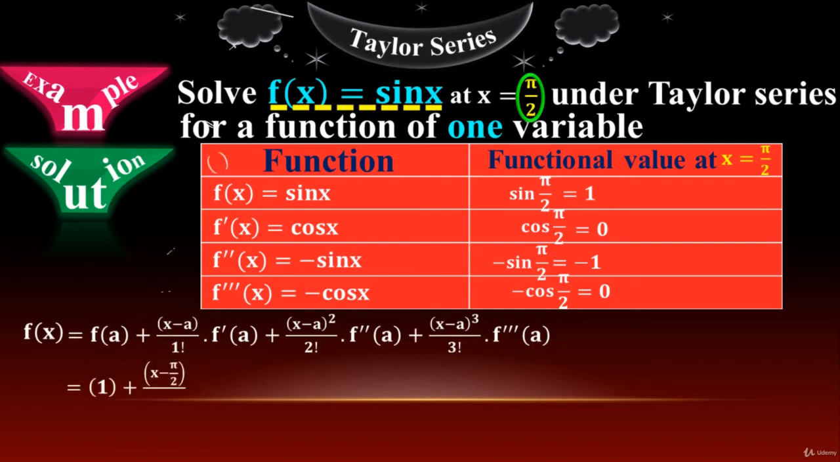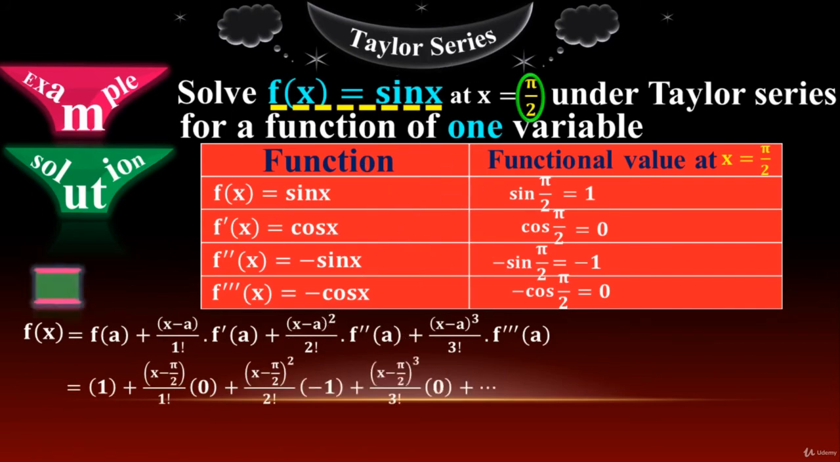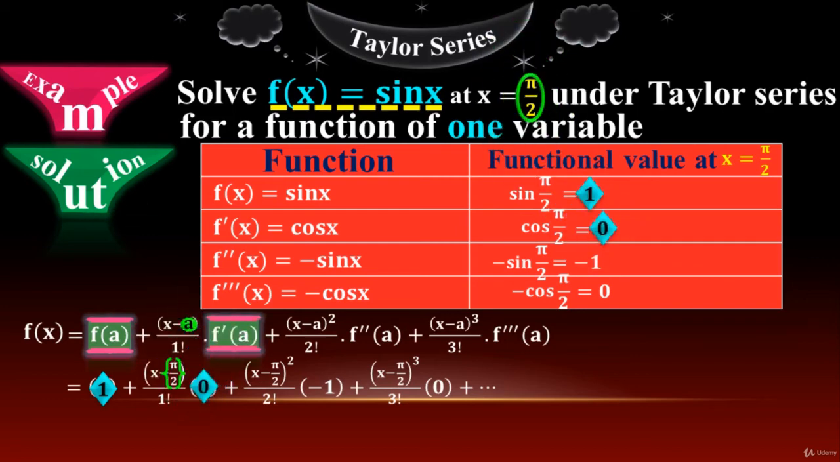Substitute the values here, where the value of f of a is 1 here. F of x is actually f of a. The value of a is pi over 2. A is actually the value of x, which is pi over 2. F prime of a is 0. A is pi over 2 again. F double prime of a is minus 1. The value of a is pi over 2. F triple prime of a is 0. These are the values that I just substituted in the formula.